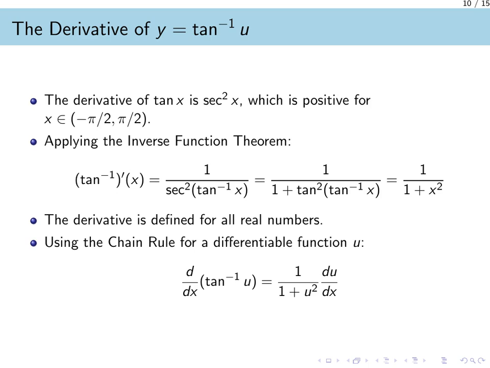This transforms our denominator into 1 plus the quantity tangent of the inverse tangent of x, all squared. Since the tangent and inverse tangent functions cancel each other out, this simplifies beautifully to just 1 over the quantity 1 plus x squared. A key feature here is that this derivative is defined for all real numbers. The final chain rule form is that the derivative of the inverse tangent of u is 1 over the quantity 1 plus u squared, all times du dx.